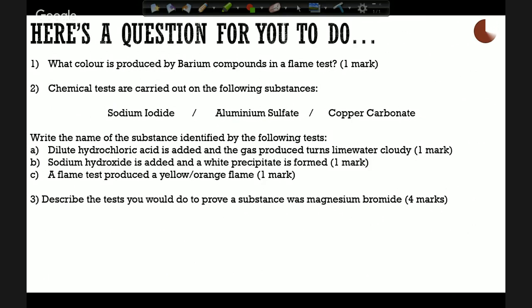Don't forget, you won't get given these tests in the exam. Unfortunately, you will have to remember them. Okay, just one more minute and then we'll go through and then we'll bring this tutorial to a close.